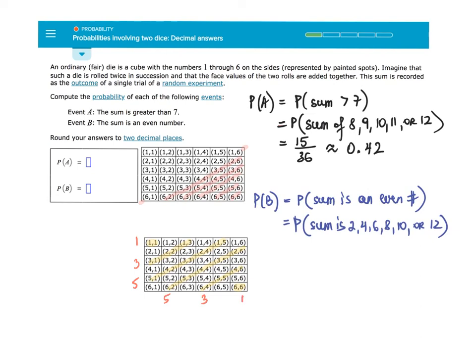So that's how I can find that probability. So 1 plus 3 plus 5 plus 5 plus 3 plus 1 out of 36 possible outcomes. Together, this gives me 10, 16, 18 out of 36 again. So we have 18 out of 36, or 1/2, or to 2 decimal places, 50/100th.